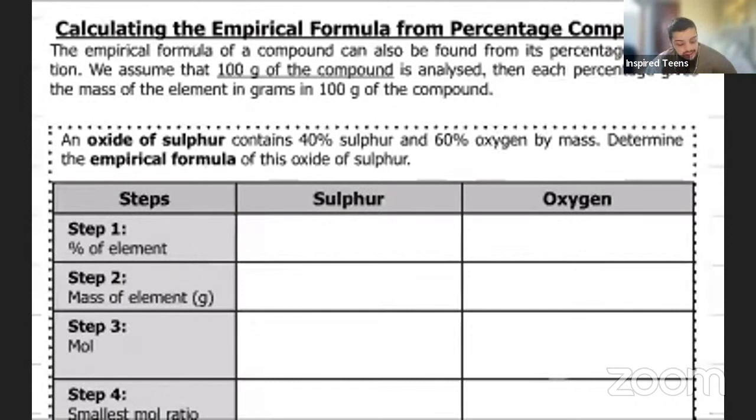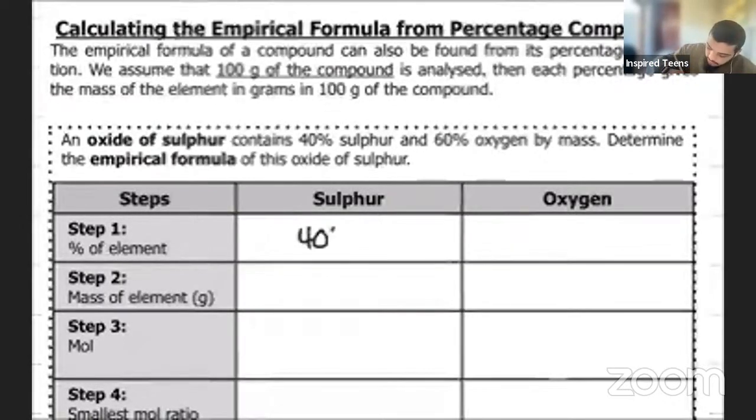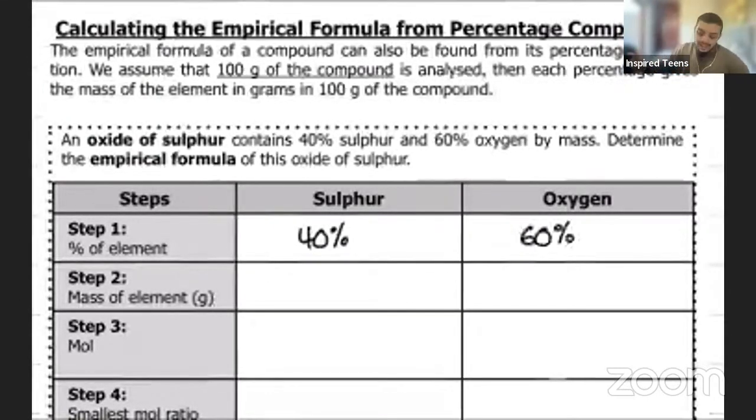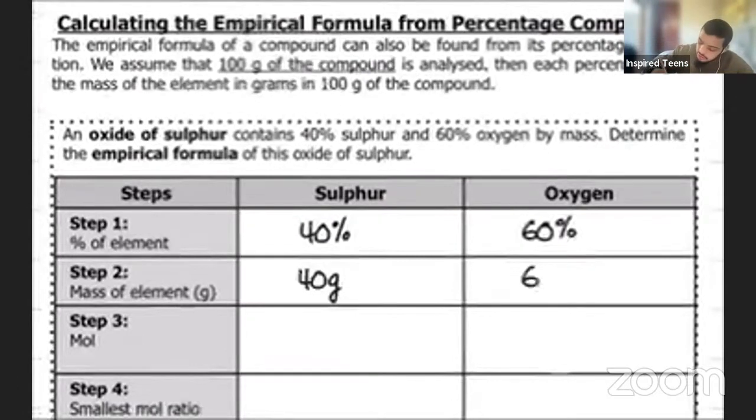So the first thing is to determine the percentage of the element. So they said that sulfur has 40%, and they said that oxygen has 60%. Now, all we need to do is treat the percentage as a mass. Okay, don't do anything else. Just treat the percentage as a mass. So if it's 40% of sulfur, we're going to say that the mass of sulfur is 40 grams, and 60% of oxygen, we're going to say that the mass of oxygen is 60 grams.